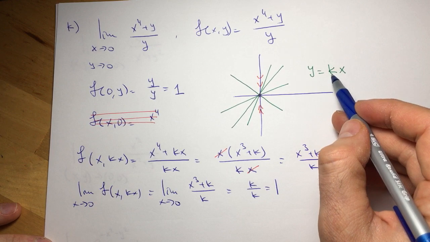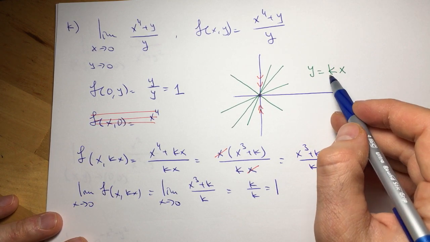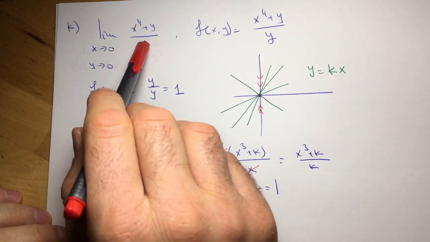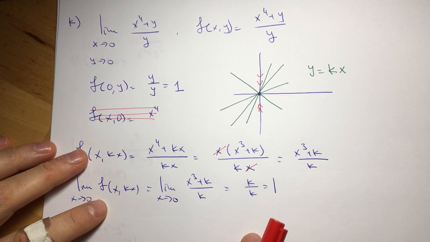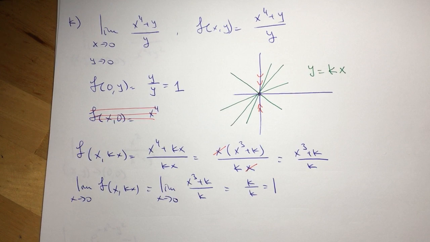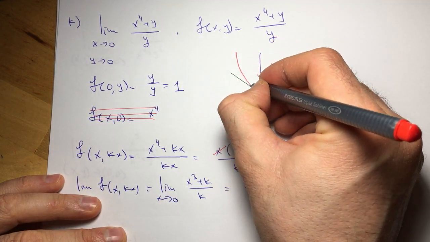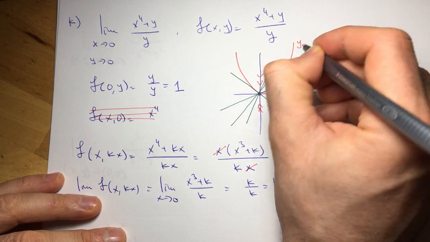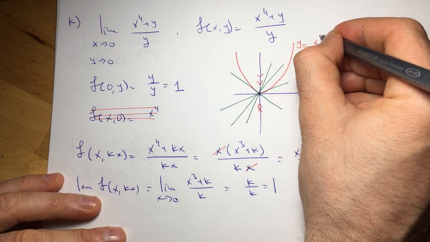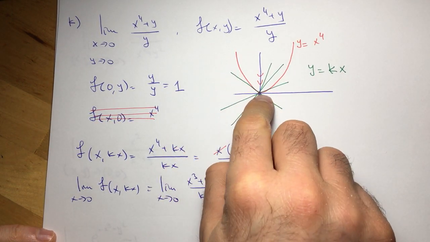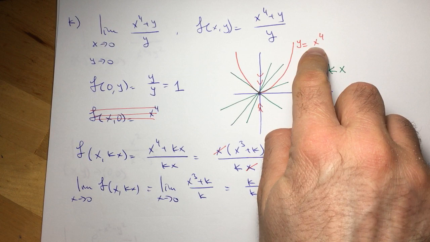So no matter what line we take here, it's always going to be 1. Of course, except k equal to 0, because in that case I get y equal to 0. Okay, so this might lead us to believe that this limit indeed is going to be 1. If you think that this limit is 1, then you have to prove that this limit is 1. But what if I take y equal to x to the power of 4? What if I approach the origin along this curve?